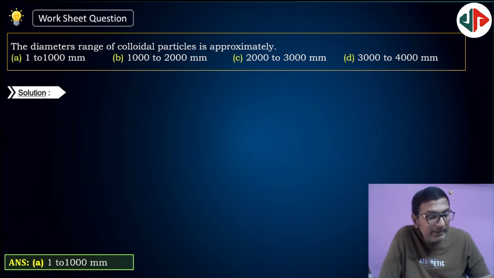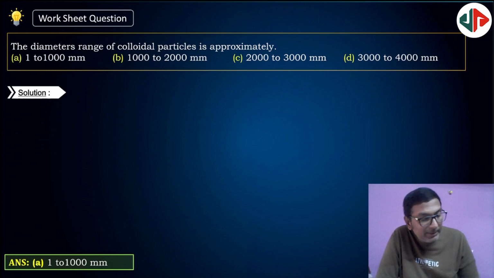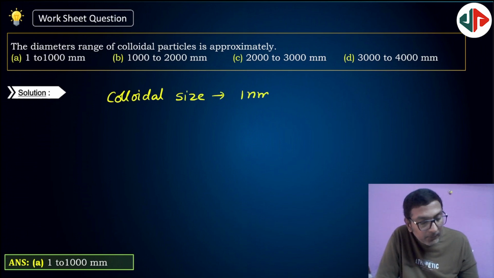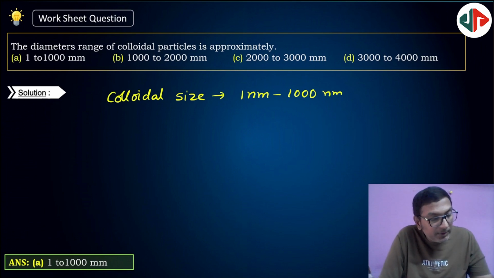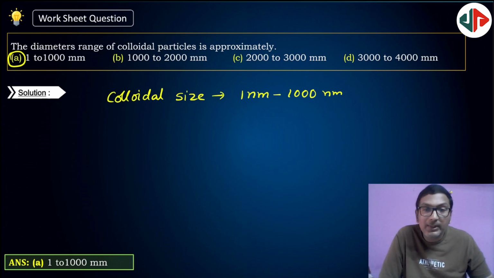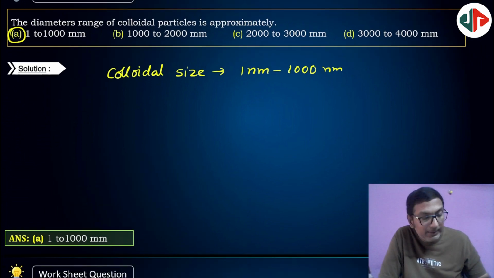The diameter range of colloidal particles is approximately. So colloidal size ranging from 1 nanometer to 1000 nanometers clearly. So therefore option A. 1 nanometer to 1000 nanometers is the colloidal range. Next.